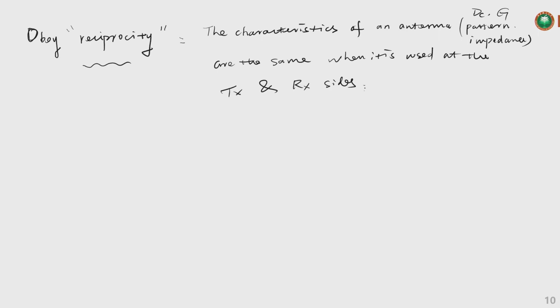Actually, there should be some kinds of antennas that do not obey reciprocity, right? So if some obey reciprocity, that means there would be other kinds of antennas that do not obey such reciprocity, and we call them active antennas.